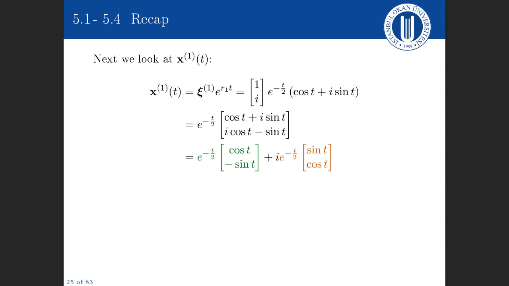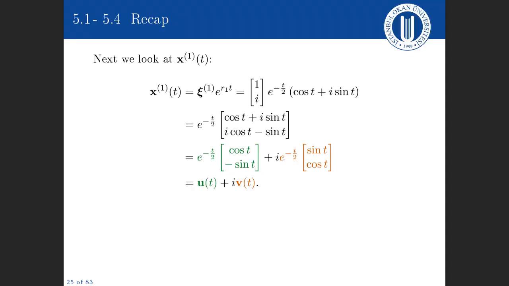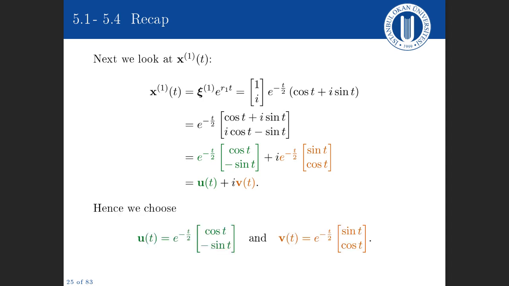I'm just rearranging it so that all the terms involving i are at the end and all the terms which don't have an i are near the start. And these are the functions that we want. This is going to be our u and our v. So u is going to be e to the power minus t over 2 (cos t, minus sine t), and v is going to be e to the power minus t over 2 (sine t, cos t).